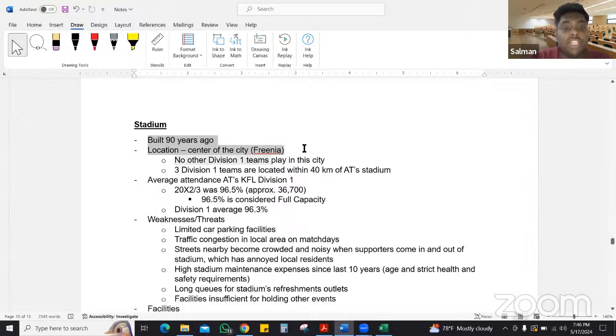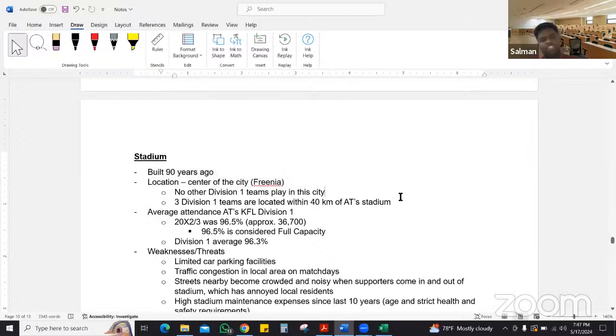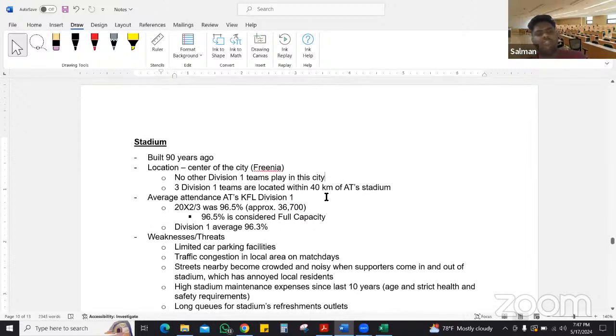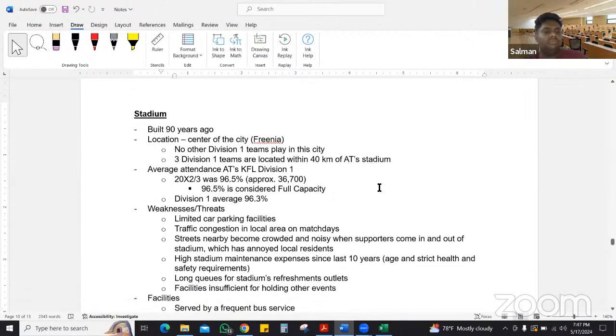No other Division 1 teams play in this city. All right. So in this city, if there is any major competition, they don't have any other option. 3 Division 1 teams are located within 40 kilometers of AT Stadium. So 40 kilometers is a short distance. They have not mentioned whether these three teams have their clubs, so we cannot assume on that unless they have provided any information.